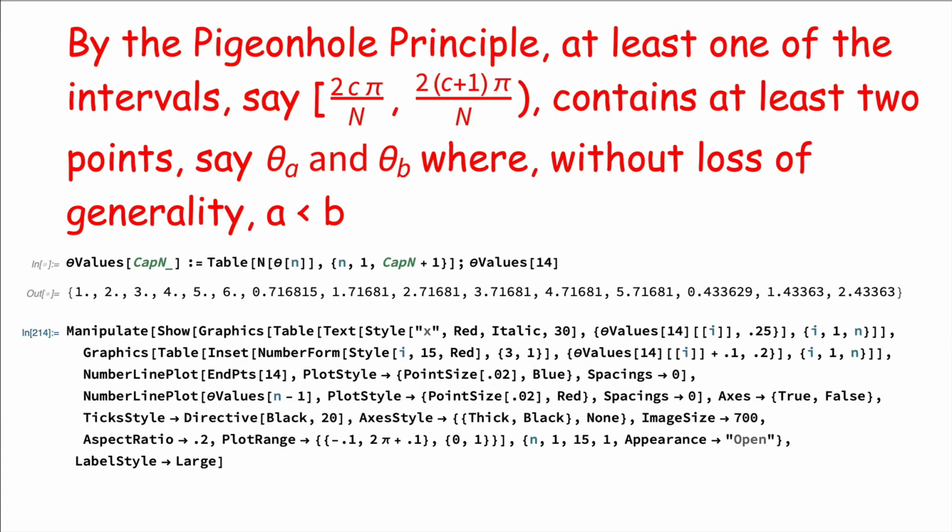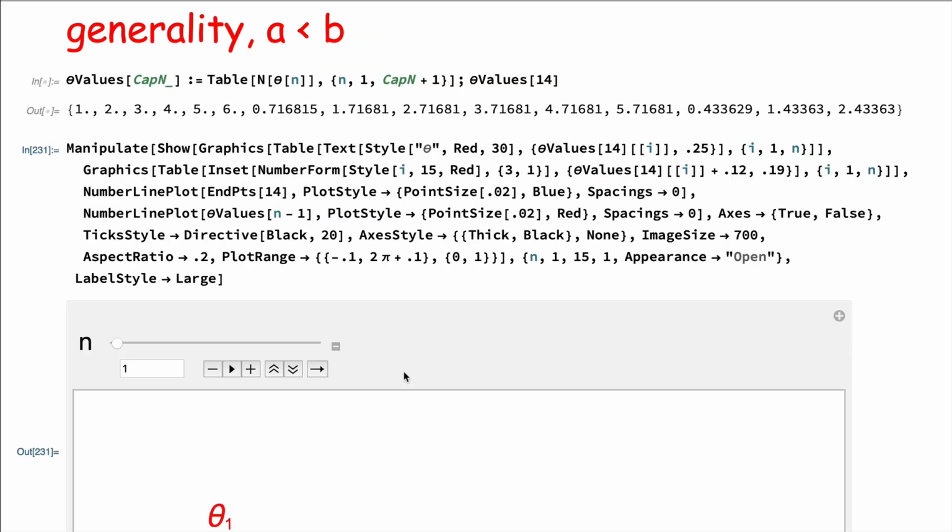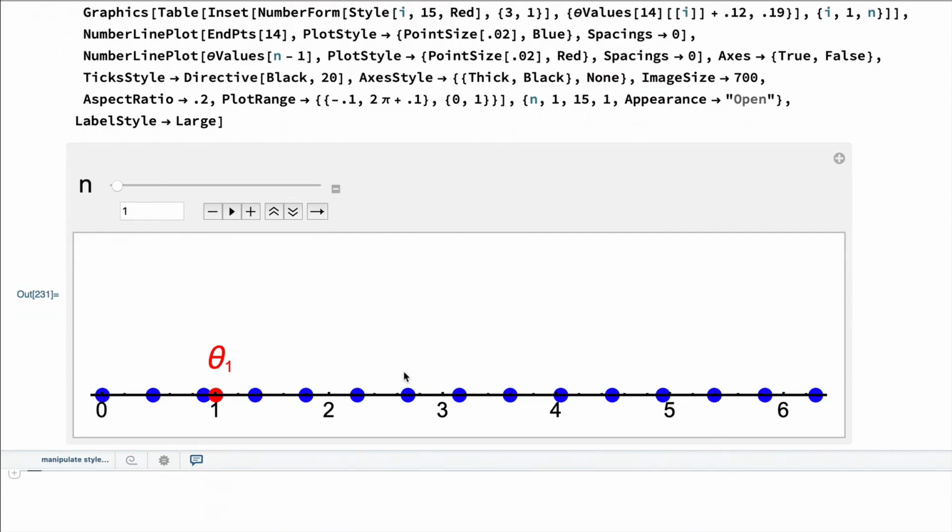Since we have n intervals and n plus 1 points, for example, 14 intervals and 15 points, the pigeonhole principle would say that at least one of these intervals, say the one you see here, contains at least 2 of the points, say theta sub a and theta sub b, where, without loss of generality, we can assume a is less than b. This code will illustrate this in the case where capital N is 14 and therefore capital N plus 1 is 15.